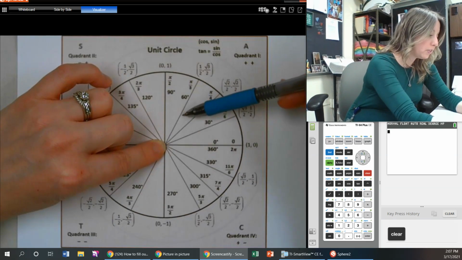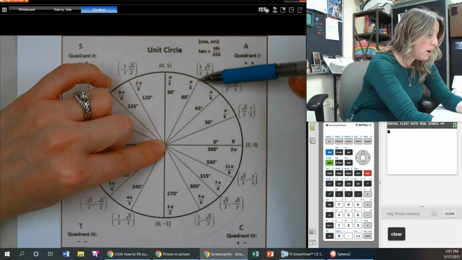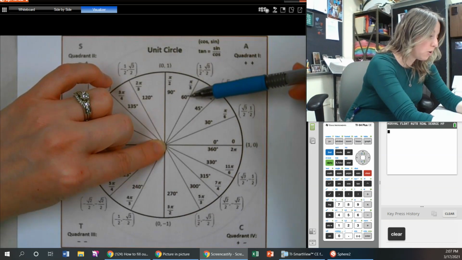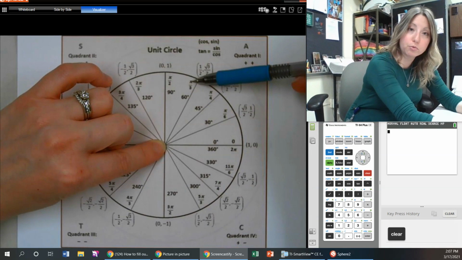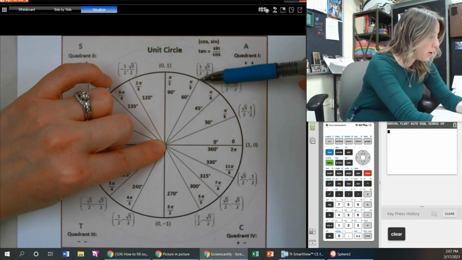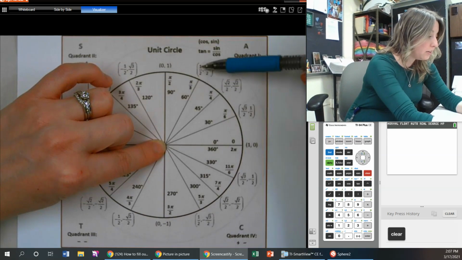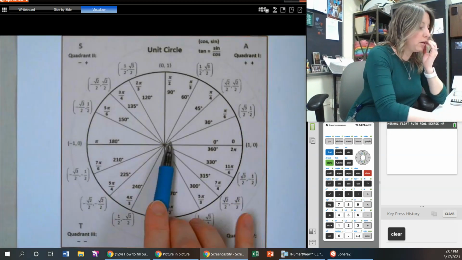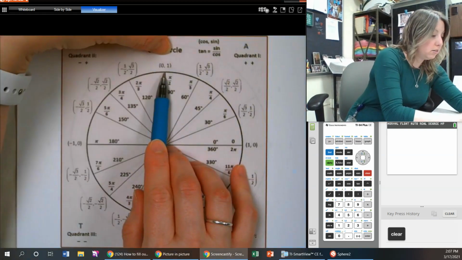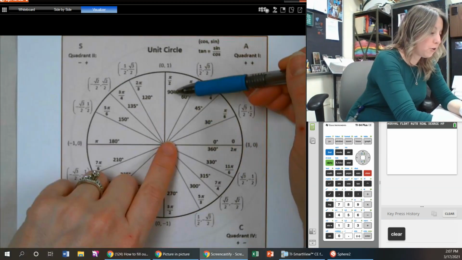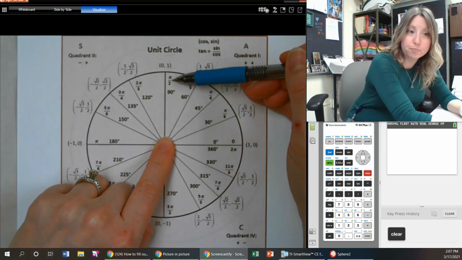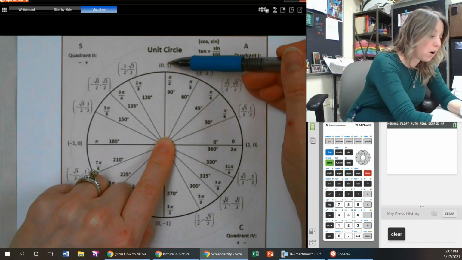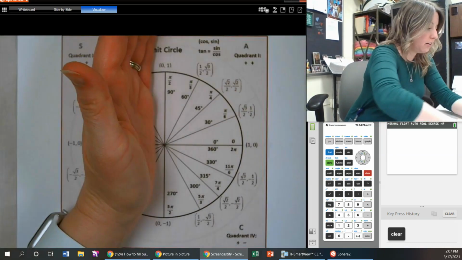Continuing, now we go to the 60-degree angle right here. We know that 60 degrees converts into pi over 3 radians. And this point on the outside of the unit circle, where the 60-degree angle meets, is 1/2 comma radical 3 over 2. Then we get up to the 90-degree angle, which converts into radians as pi over 2. And that point is 0, 1. Now just look at the first quadrant.